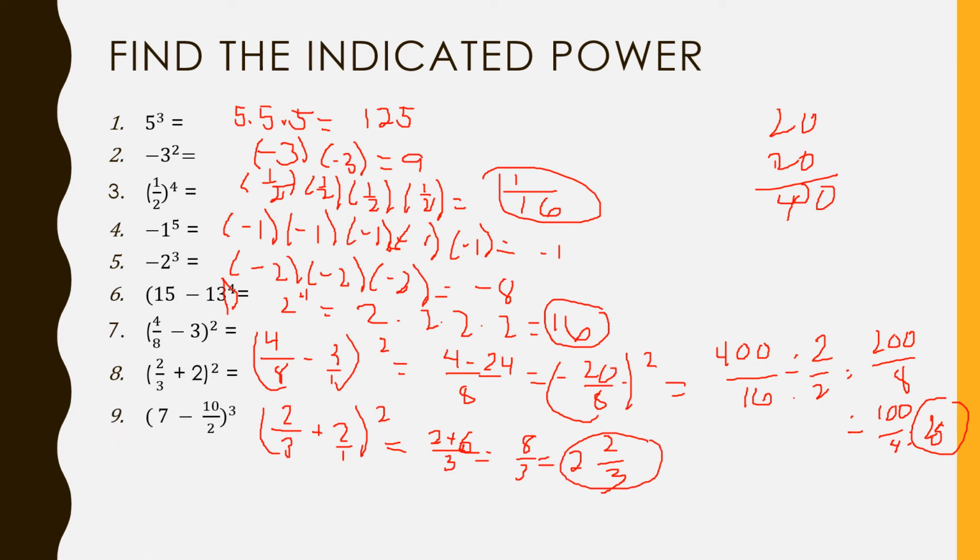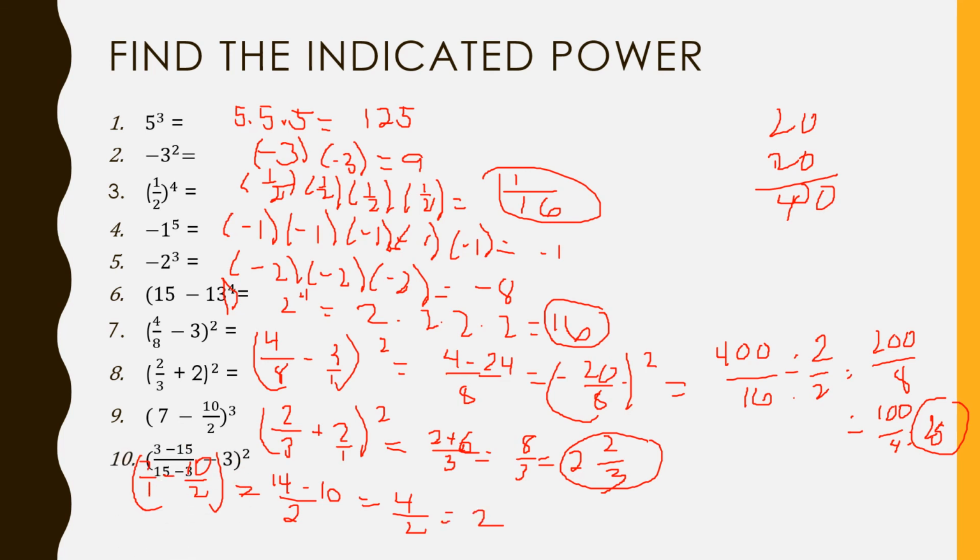Okay, number 9. I have no space left. So 7 over 1 minus 10 over 2. What is the LCD? Of course, 2. 2 divided by 1 is 2 times 7, 14. 2 divided by 2 is 1 times 10 is 10. So we have 4 over 2, or 4 divided by 2 is equal to 2.